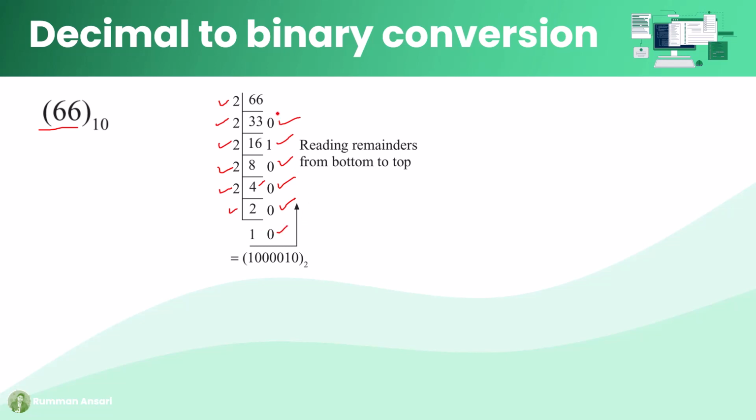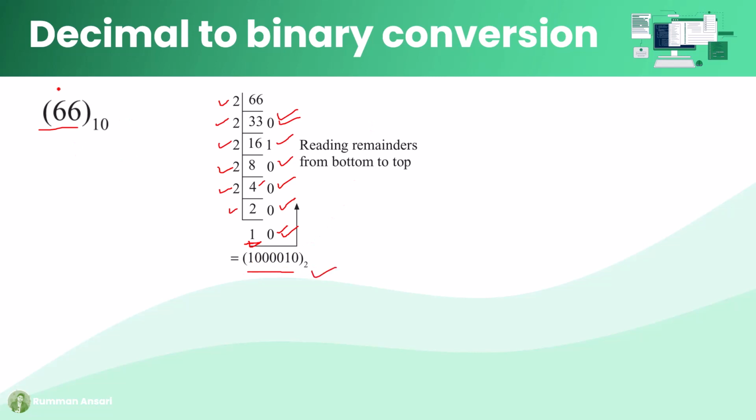And this one is the least significant digit, and this one is the most significant digit, not this one. And some students forget to take this one, so remember you have to take this one as well. So the correct answer and the final output or the conversion result will be 1000010. So if you convert 66 to a binary number, the output will be this one.